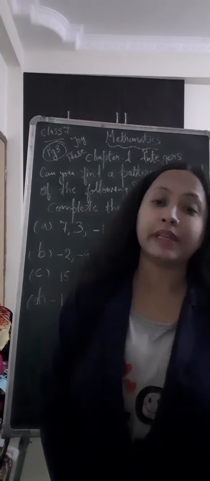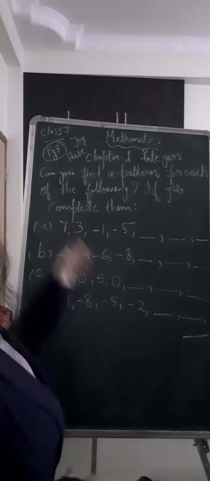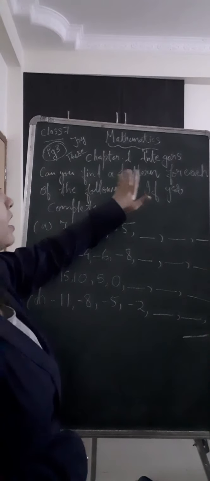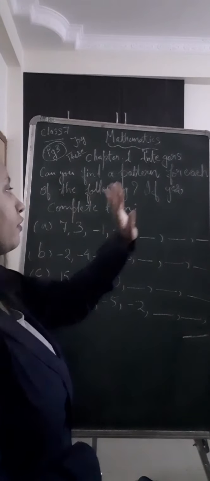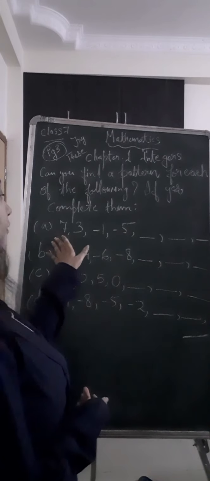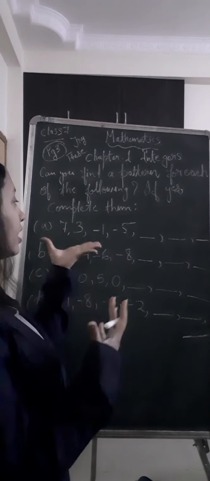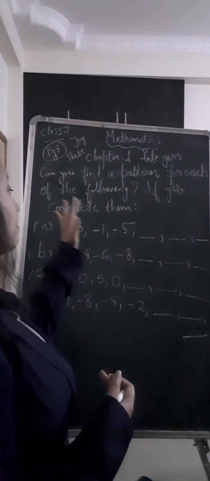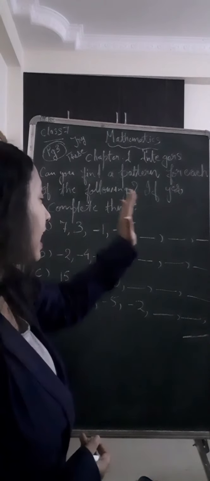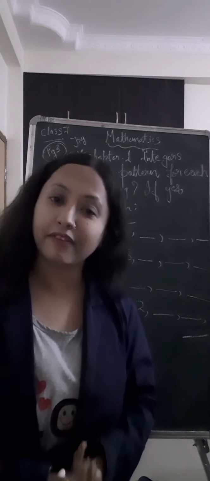Okay children, so next we will be discussing the "Try These" questions which are given on page number 3. So let us see the question. Can you find a pattern for each of the following? If yes, complete them. So children, over here what do we have? We have a few numbers. Now we are supposed to guess what is the pattern being followed in these numbers, and following that pattern we will have to find the next three numbers in the given series.